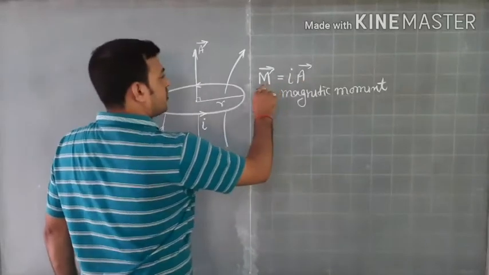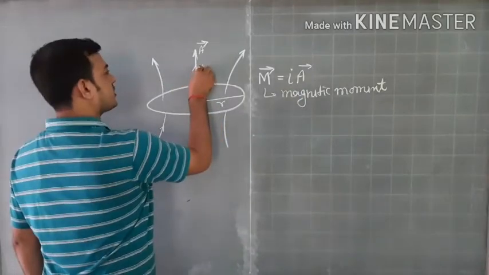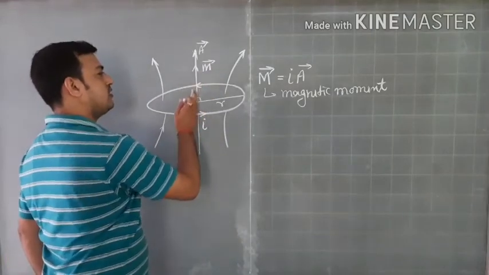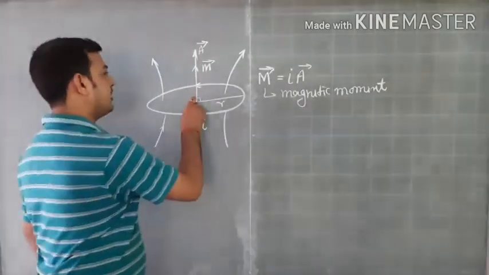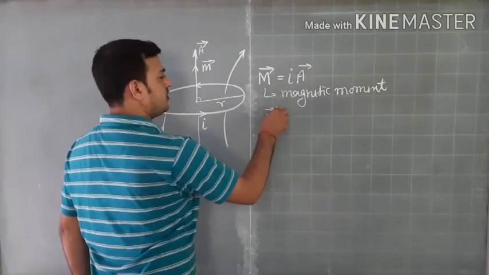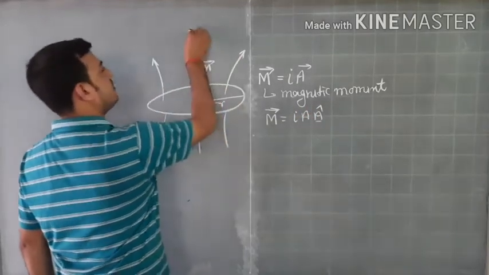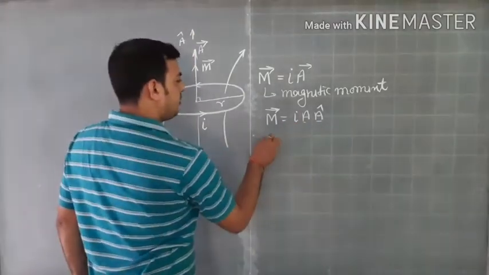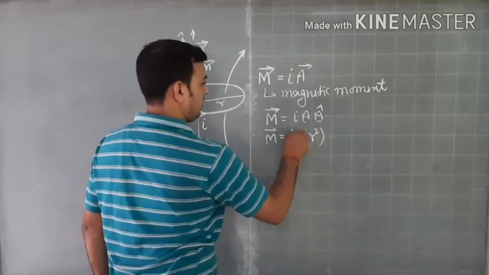Now the direction of M is definitely in the direction of A, because I is a scalar quantity. So the direction of magnetic moment in this case will be in this direction, or you can say the direction in which this magnetic dipole is producing the magnetic field at this point. So the direction of M and A are both the same. It can be written as I, A and A cap, where A cap is the unit vector in the direction of the area vector. Now the area of this coil is pi r square times A cap.